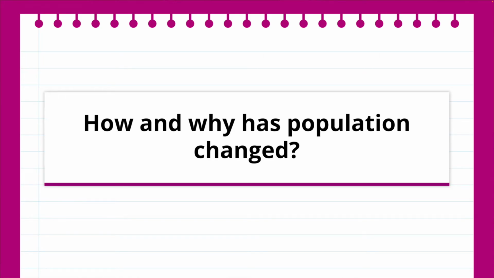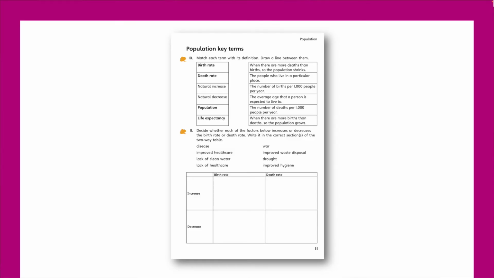Lesson 2 asks, how and why has population changed? Pupils will get a stronger grasp on some of the statistics around population change, both globally and within the UK, before learning some of the key terms which help us to describe population, such as birth rates and death rates, and the factors that are associated with these.